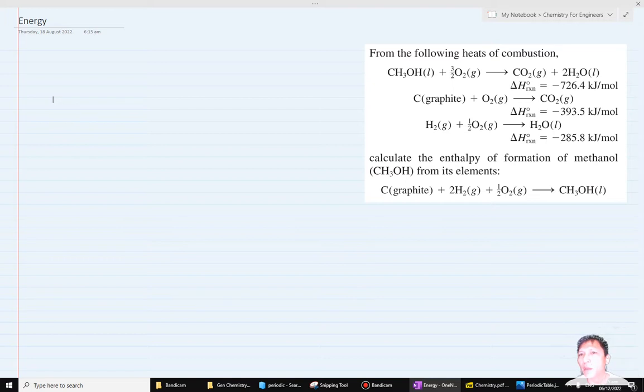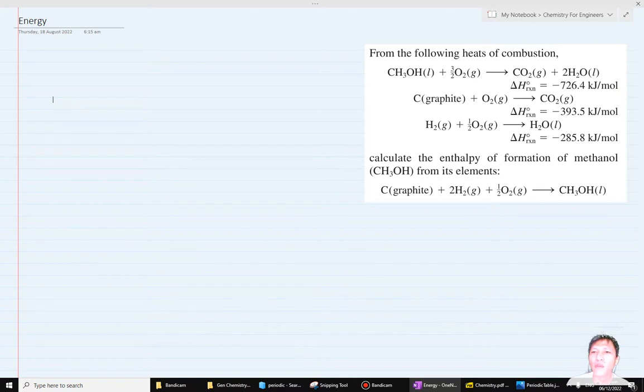So we have another problem on heats of combustion. We have a series of chemical reactions. This is more complex. Actually, this is a trial and error process. If you get more complicated problems like this one, you really have to try, and of course it is skill-based. The more you try, the more skills you gain in doing this.